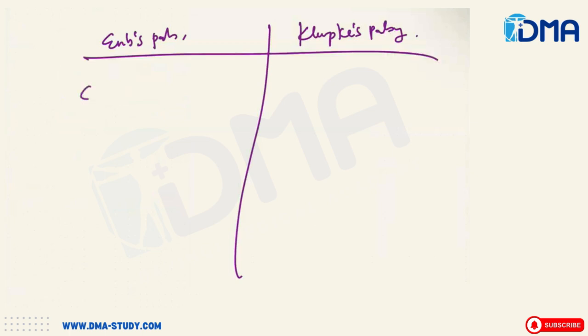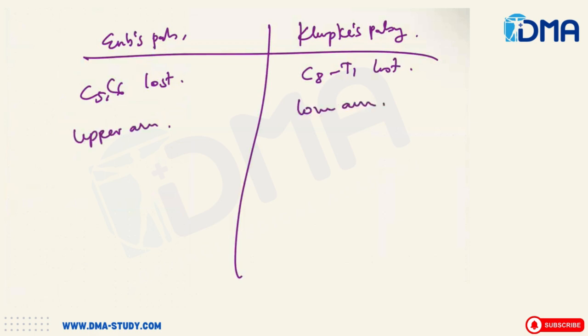Right here, C5 and C6 will be lost, whereas in Klumpke, C8 to T1 will be affected. Upper arm will be involved in Erb's, whereas lower arm will be involved in Klumpke's. This situation usually presents with the hand like this, like a policeman getting a tip. Policeman tip appearance. Right? This will be regarding the Erb's palsy.